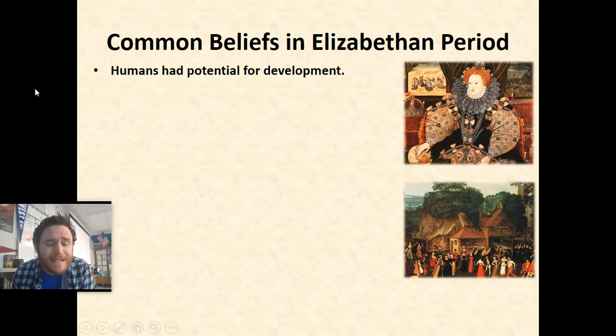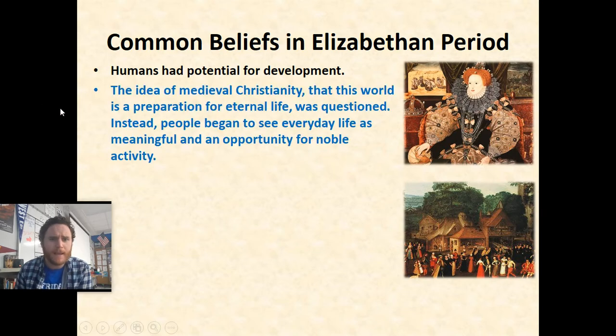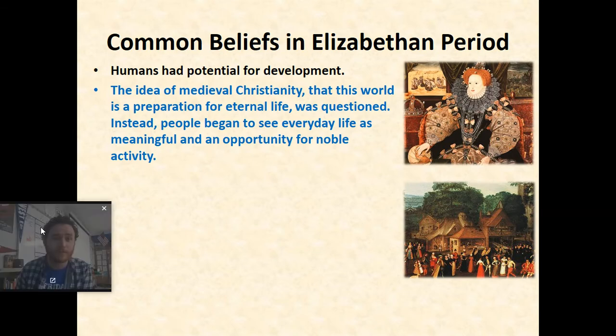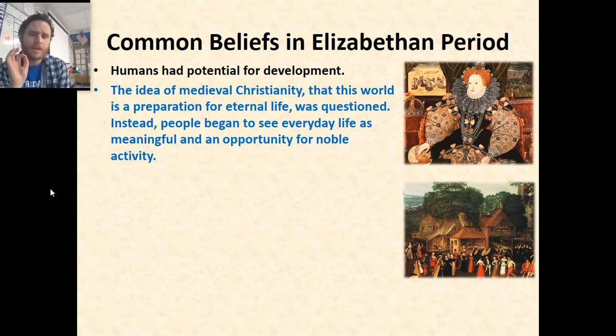Now, let's talk about some of the common beliefs in the Elizabethan period, all right? This is the 1600s. Humans had the potential for development. That's what they believed under Queen Elizabeth here. And the idea of medieval Christianity, that this world is a preparation for eternal life, was questioned. Instead, people began to see everyday life as meaningful and an opportunity for noble activity. So your everyday life, getting out of bed, going to work, started to become maybe elevated, more noble. All right? Does that mean the lower classes can be just as noble and honorable as the higher classes? What would Queen Elizabeth say?